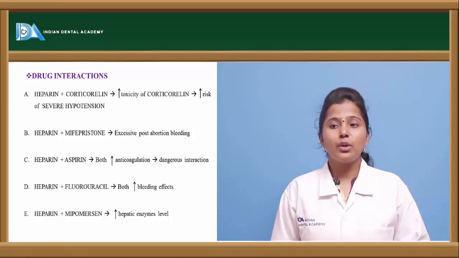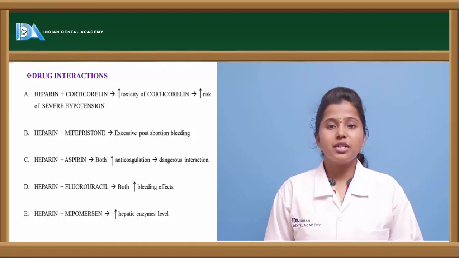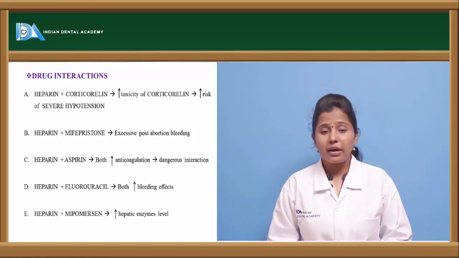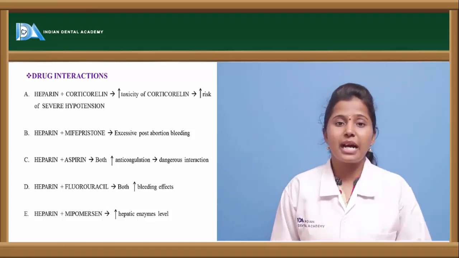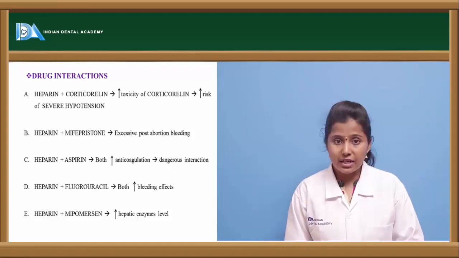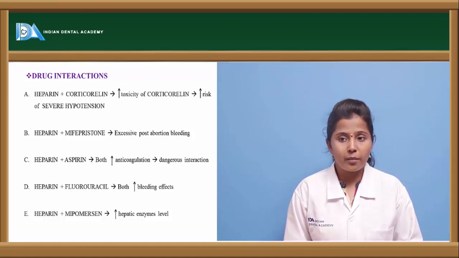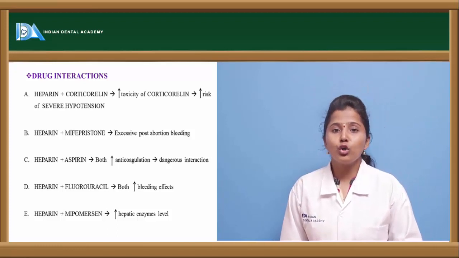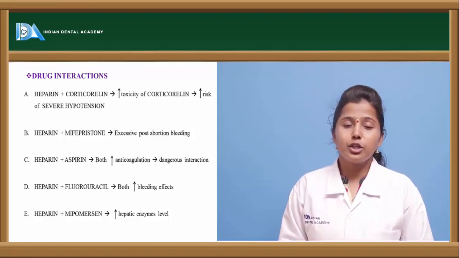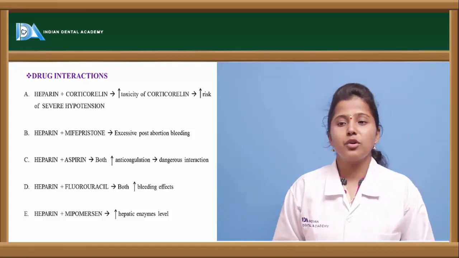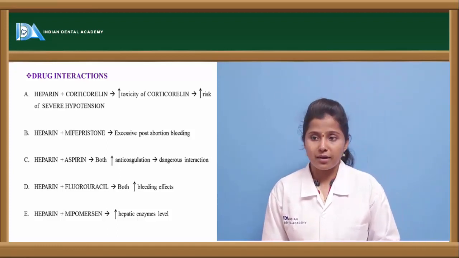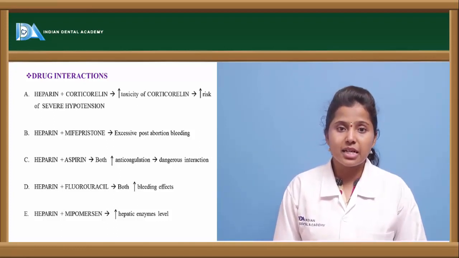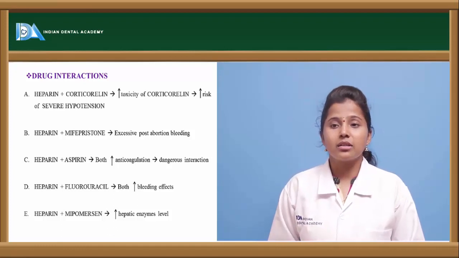Heparin combined with aspirin shows increased anticoagulation effect, and that is a dangerous interaction, because when the anticoagulation activity of heparin is increased, there will be hemorrhage, over loss of blood. Heparin combined with fluorouracil shows increased bleeding effects, that is nothing but hemorrhage. And heparin combined with mipomersen causes increased hepatic enzyme levels. When hepatic enzyme levels are increased, it causes toxicity of the liver and other organs also.